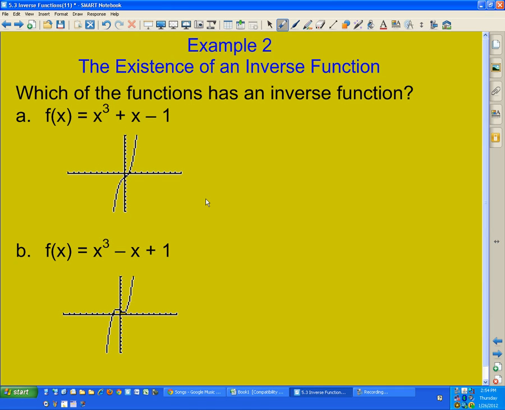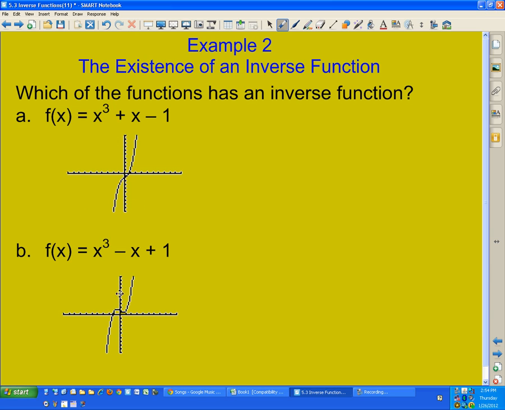Then they're asking which of these functions has an inverse. And so what I can do is just look at this graph right here. Looking at the graph, this one is strictly monotonic, and so basically using my horizontal line test, I can say that this function does have an inverse. And I could find it if I needed to.